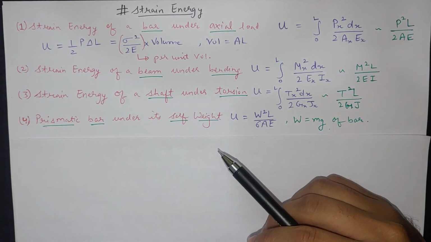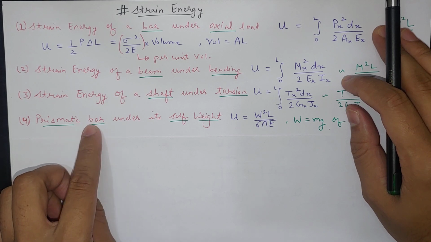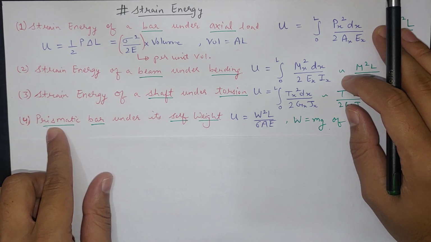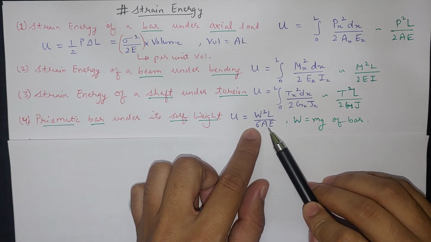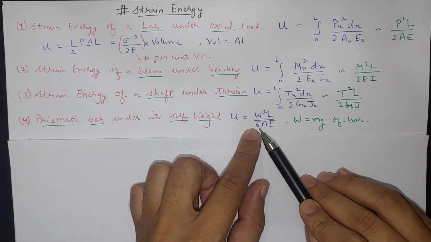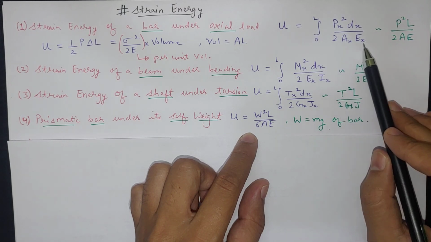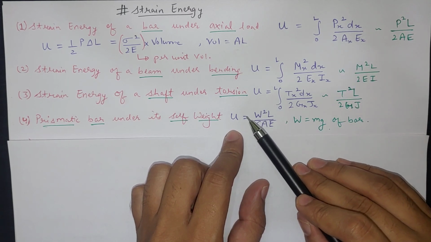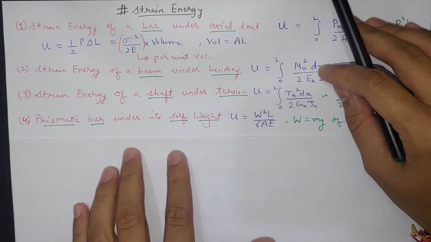Now other direct questions they ask are on a prismatic bar, meaning the area is not changing with length, under its self weight. It is hanging from a fixed support, and we have to calculate strain energy due to self weight. It will be W square L by 6AE, where W is mg, the weight of the bar. Because in a hanging bar there is a varying load, after integrating over the total length we simply get W square L by 6AE. So we can directly use this formula.